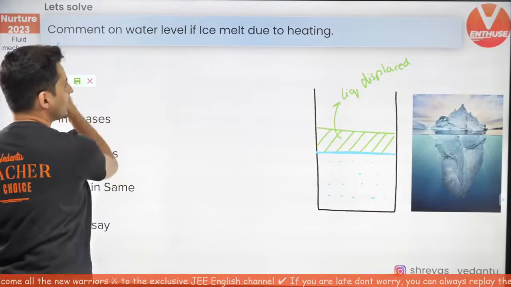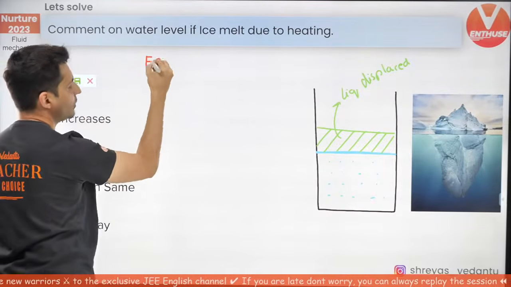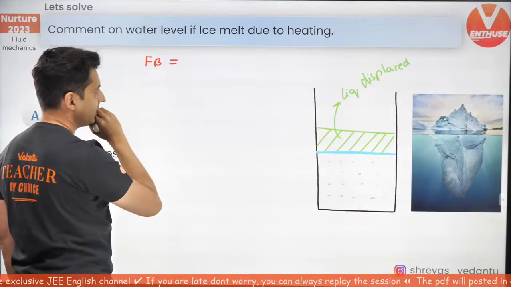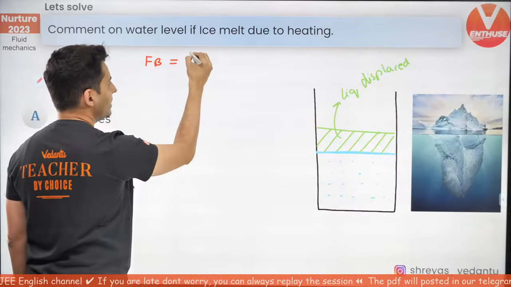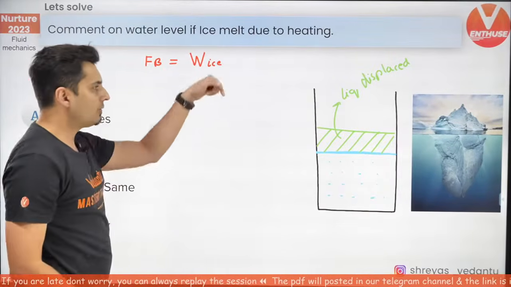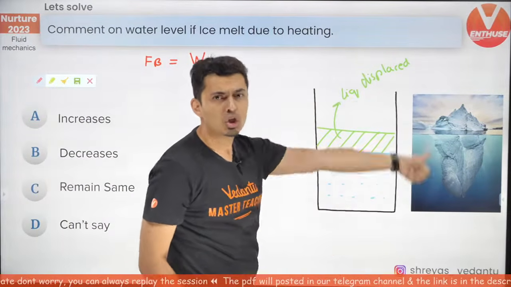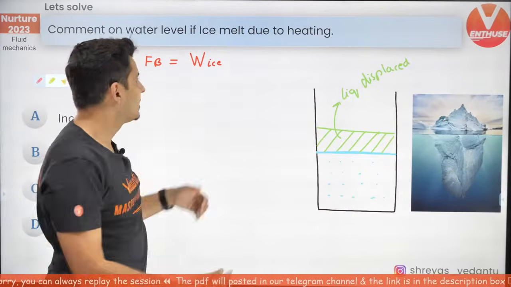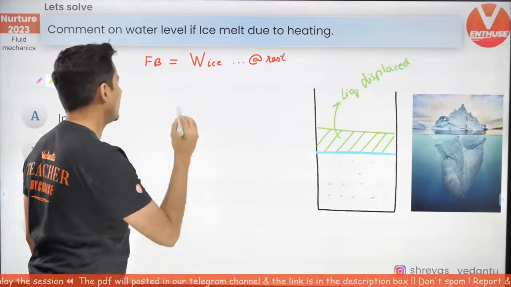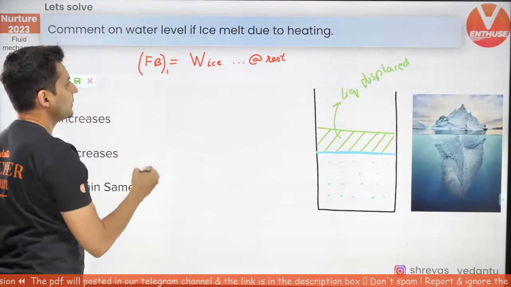Now if I write the equation for buoyant force on that iceberg, that will be nothing but equal to the weight of the iceberg. The weight of the ice which is acting down should be balanced by the buoyant force. This is because it is at rest. Okay, this is the first scenario.